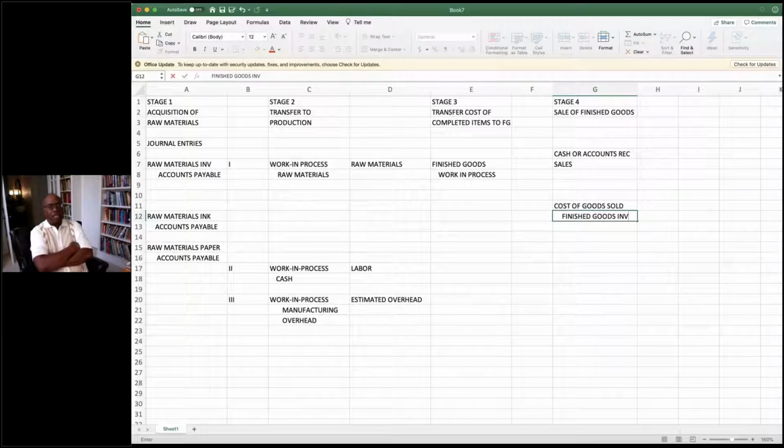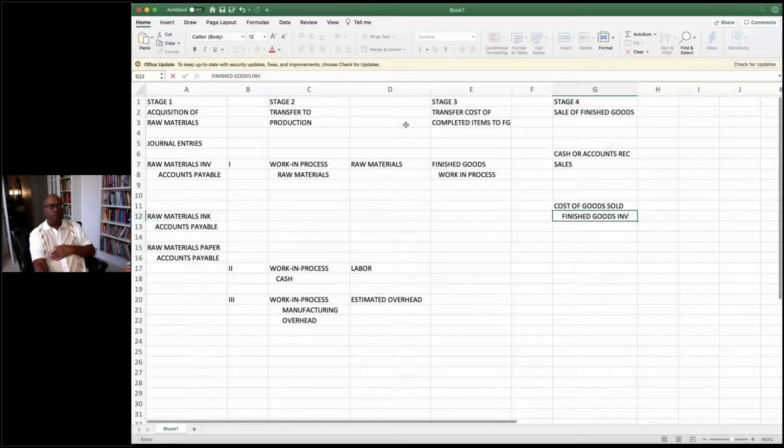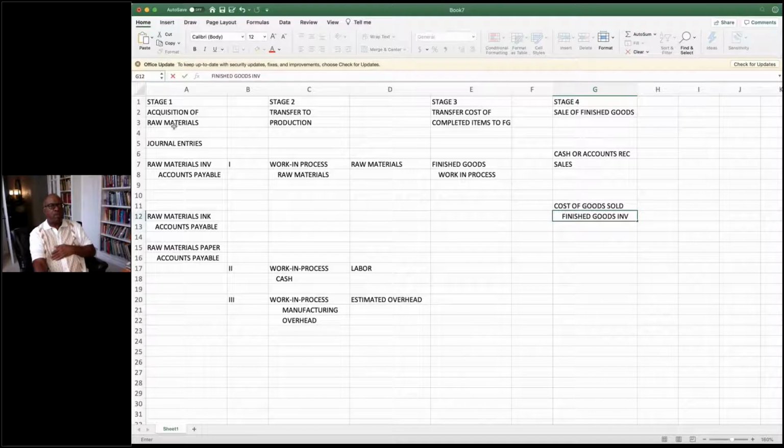Okay. So 3 inventories. Raw materials inventory, where we buy the raw materials. Work in process inventory. Here's the raw materials inventory over here, then the work in process, where we work on them, then the finished goods when they're completed. So we now have 3 inventories.